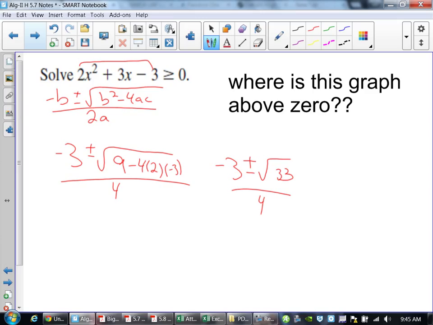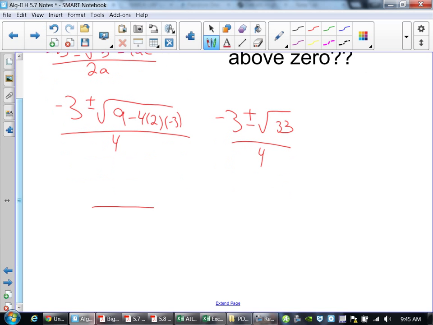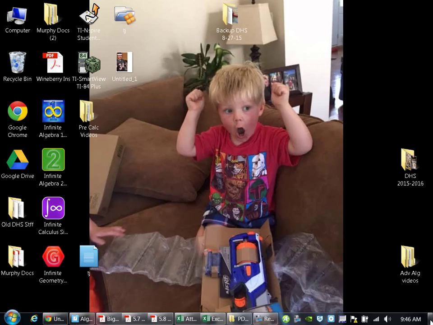So here's what happens. Somewhere this graph is crossing the x-axis, at negative 3 plus root 33 over 4, and at negative 3 minus root 33 over 4. Your goal is to figure out which of those two is greater than the other. So you have to math it out. The negative is going to be the smaller one.